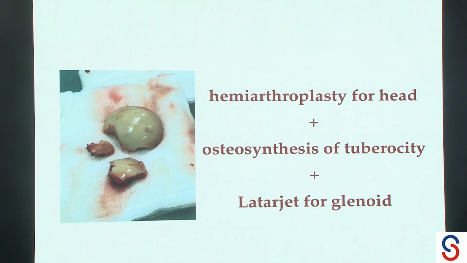So, what we did in this case is hemiarthroplasty for the head, osteosynthesis for fracture tuberosity, and lethargy for glenoid. This is an intraarticular picture which is showing that there are 3 intraarticular pieces with very little bone stock, and one important finding while considering hemi is that this humeral fragment doesn't have any metaphyseal beak. So this is an important point while we consider the height of the prosthesis. Next.